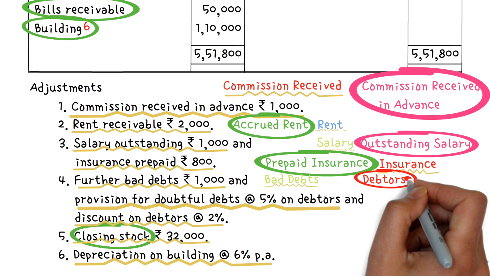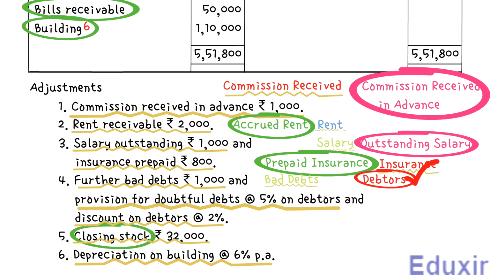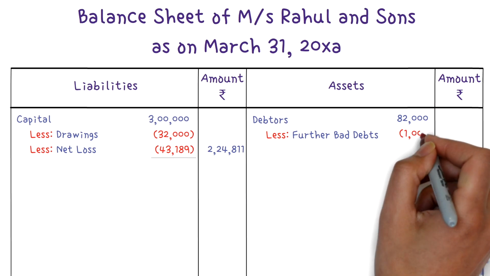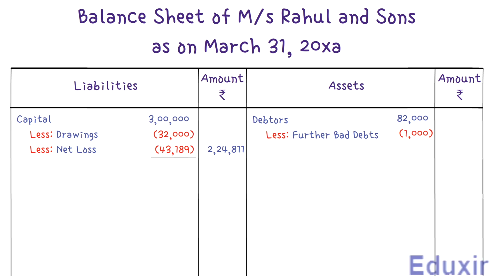Now we have further bad debts which are given as 1,000 rupees. So let's write further bad debts as 1,000 rupees in the balance sheet under the debtors. This 1,000 rupees should be subtracted from the debtors amount.